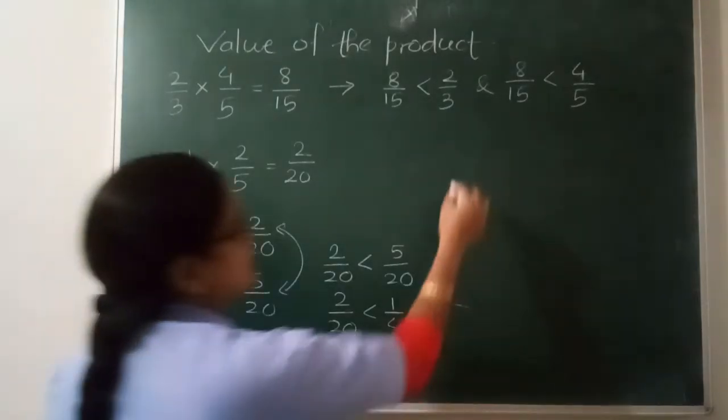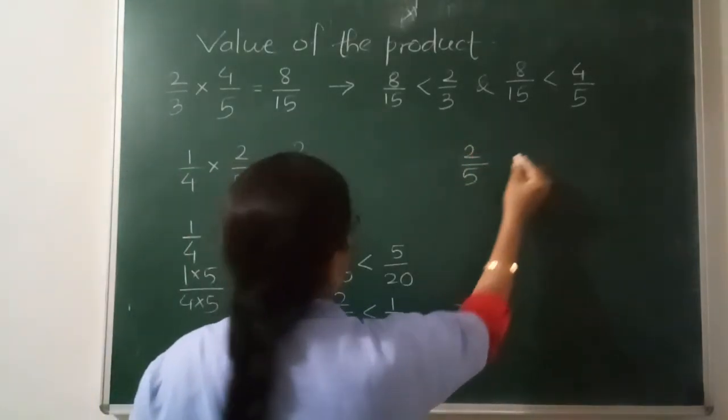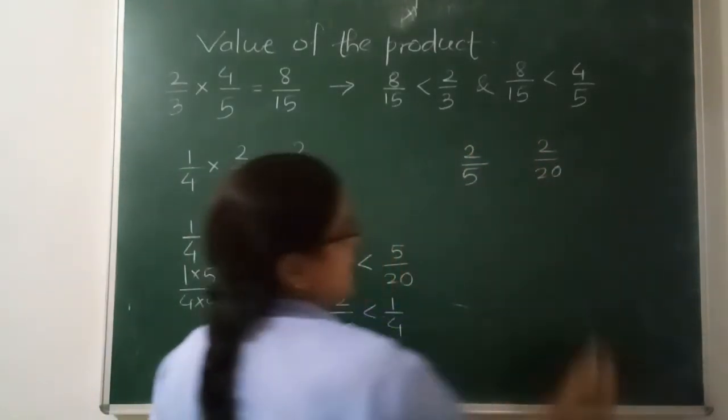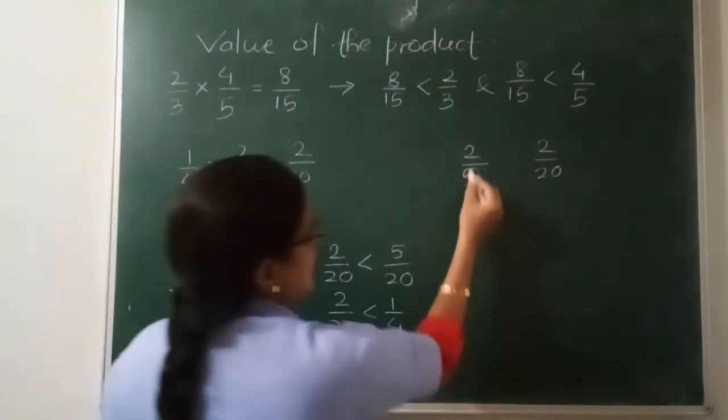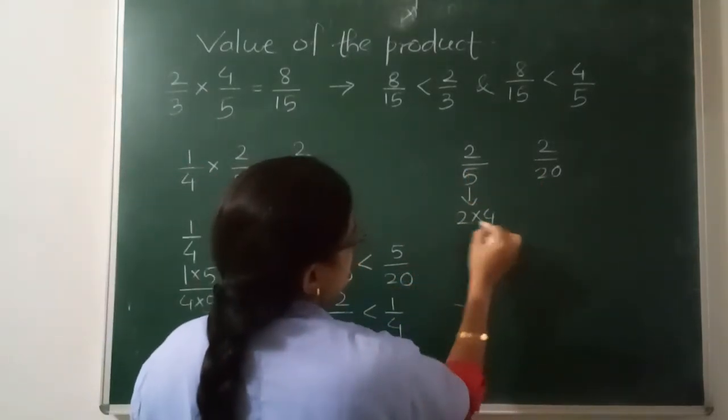Let us see this now. Another is 2 upon 5 and 2 upon 20 I have to compare. Again, I will make the denominators equal. For that, I will multiply this fraction by 4.